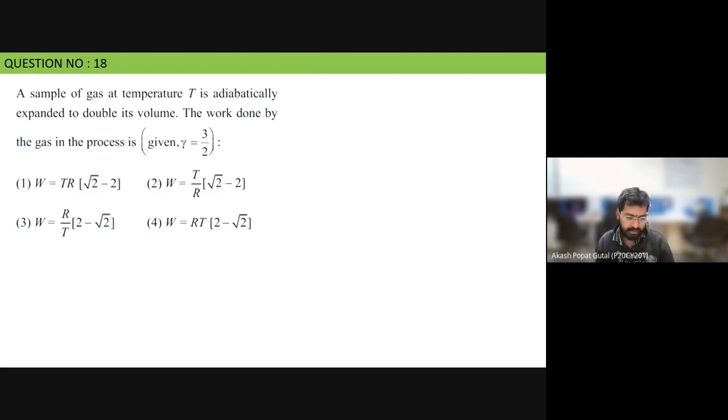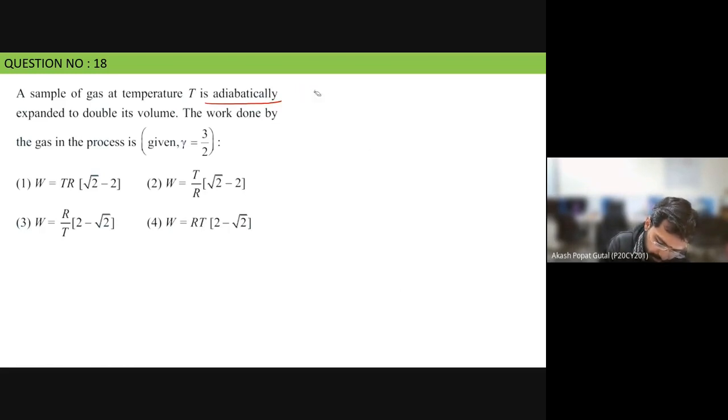So this is the last question. A sample of gas at temperature T is adiabatically expanded to double its volume. The work done by the gas in the process, where gamma is given as 3 by 2, is? This is also a little tricky question. So we will do it. So we know initially what is the work done, the adiabatic work done.